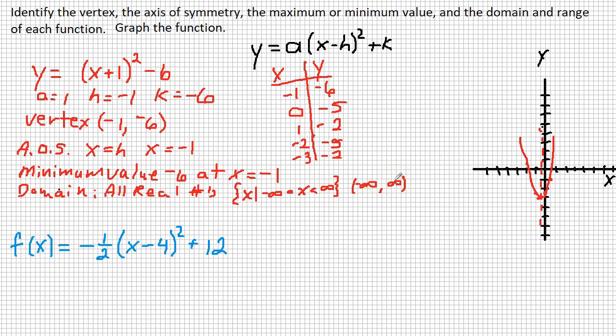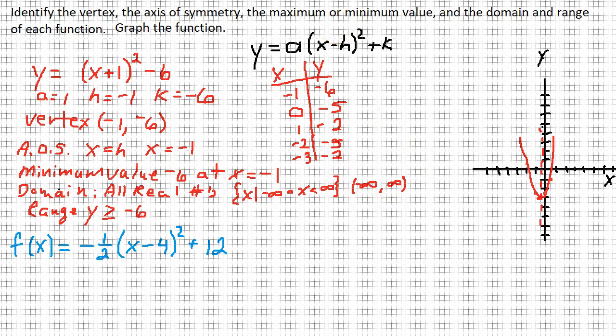Okay, now let's look at our blue one. Oh, I forgot our range. My bad. You notice we will never get any points below -6. So I am going to say my range is y is greater than or equal to the y coordinate of your vertex, -6. Okay? Oh, by the way, this is called interval notation right here.